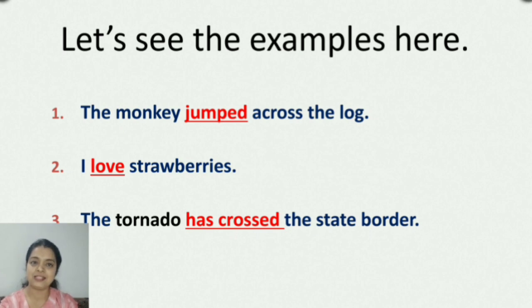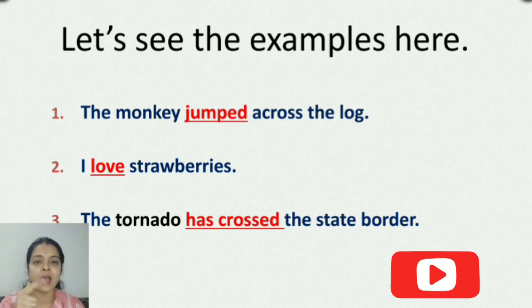You just see what is talking about jumped. Who jumped? What jumped? How jumped? That's it. So we'll talk about who and what. Here we go. Who jumped? The monkey. Who loves? I. And who has crossed? The tornado.